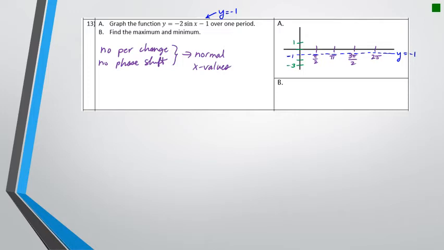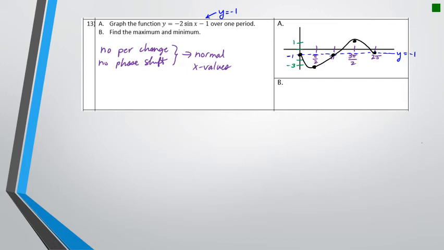Now when I do this graph, it's a sine graph, so I know I'm going to be starting at 0 on the midline. Normally you go up first, but now because it's reflected, we're going to go down first. So we're going to go down 2, back to the midline, up 2, back to the midline. And then I'm going to connect the dots, and that will be my final graph.